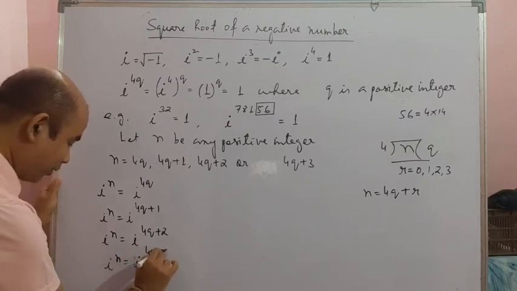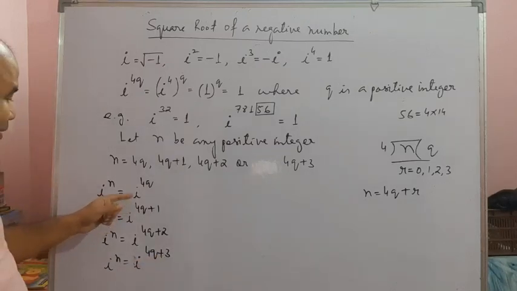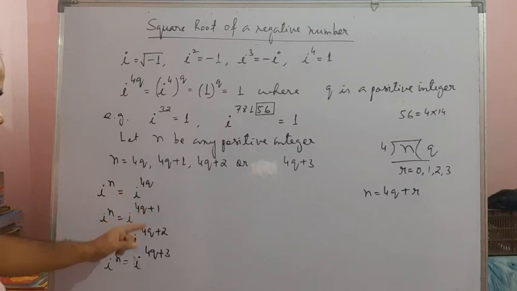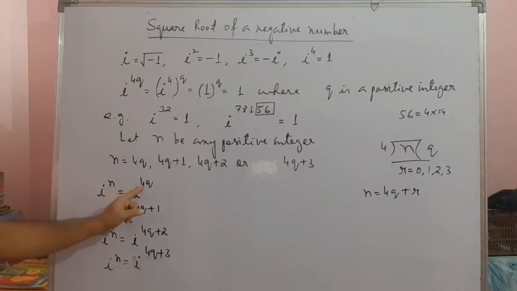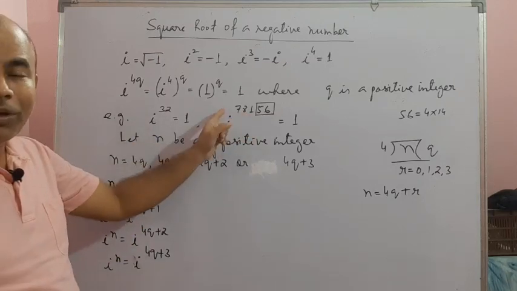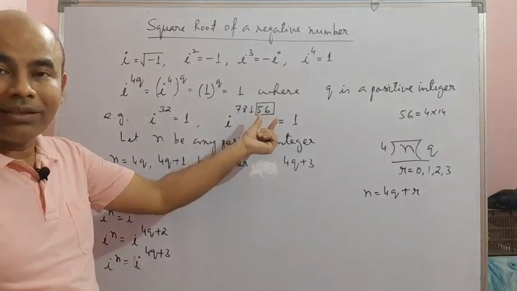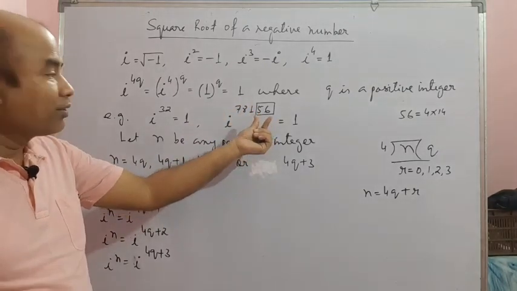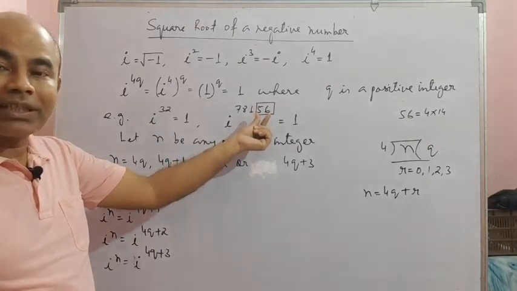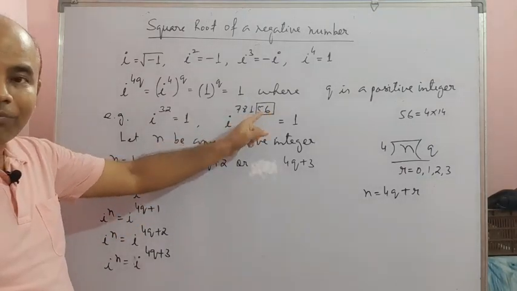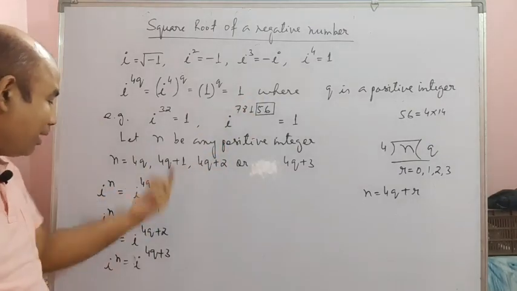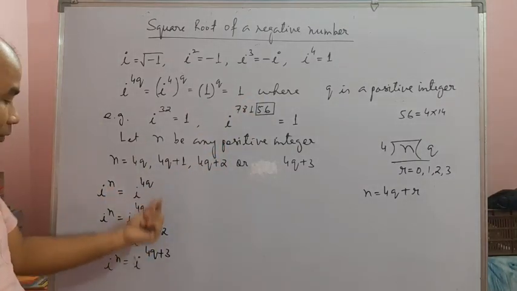So, whenever you are going to find i to the power n, n is of the form 4q, 4q plus 1, 4q plus 2 or 4q plus 3. That means you divide n by 4 and see whether the remainder is 0, 1, 2 or 3. And how do you divide a number by 4? I already explained: you need not divide the entire number, only the number formed by the last 2 digits. Like here, 56. If I divide 56 by 4, the remainder is 0, so it will be of the form 4q. Just divide the number formed by the last 2 digits by 4 and you will know the remainder, whether 0, 1, 2, 3.